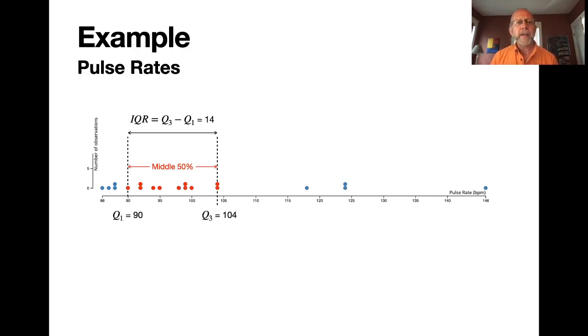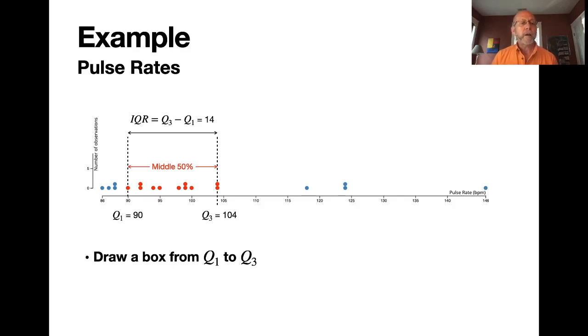Here's a look at the data in a dot plot. And I've gone ahead and marked off the quartiles. So Q1 there is 90, Q3 is 104. And I've highlighted the data between the quartiles in red. This is the middle 50% of the data, right? And of course, the length of that middle 50% is the IQR, the interquartile range.